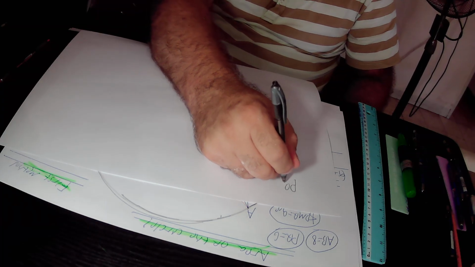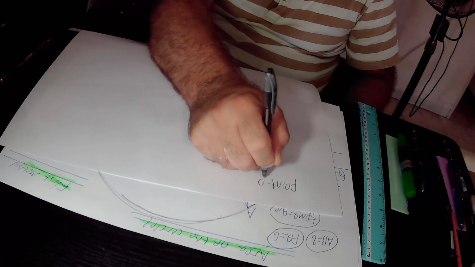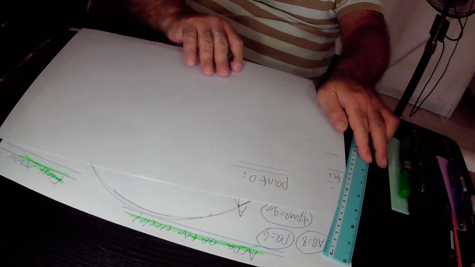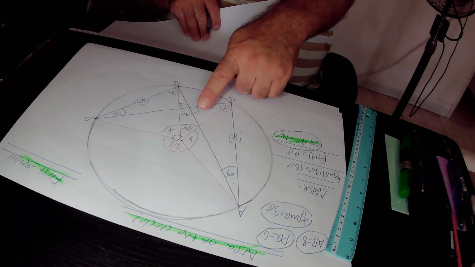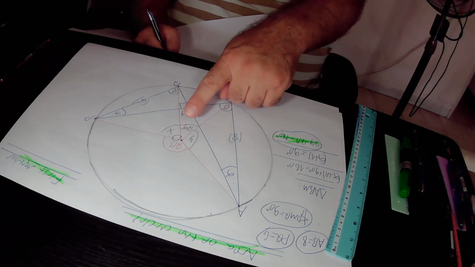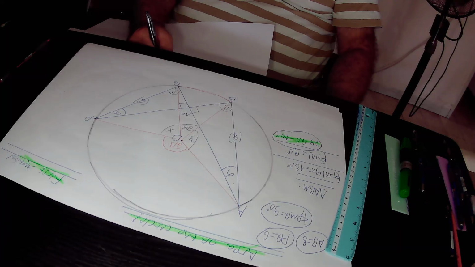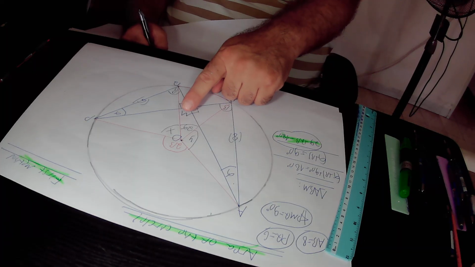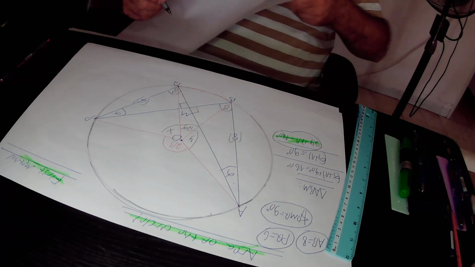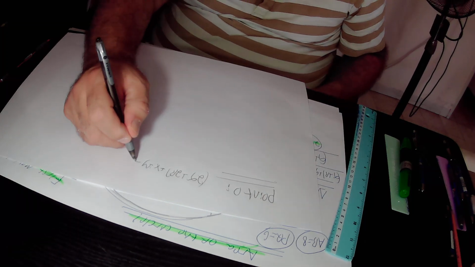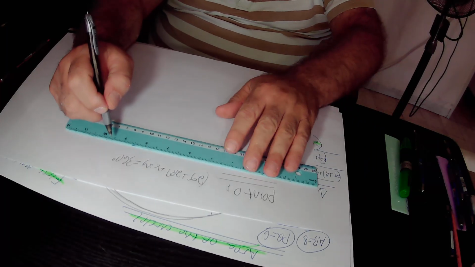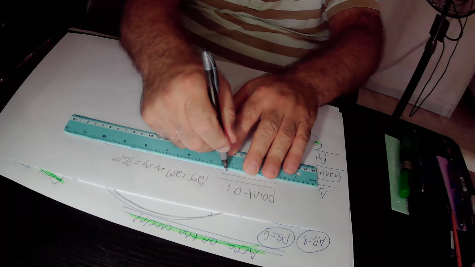So which angles do we have around point O? We have this angle that is 2 alpha, plus this angle that is 2 beta, plus this angle that is X, plus this angle that is Y. In total, the sum of those 4 angles must be equal to 360 degrees according to the rule that I mentioned: 2 alpha plus 2 beta plus X plus Y equals 360 degrees.